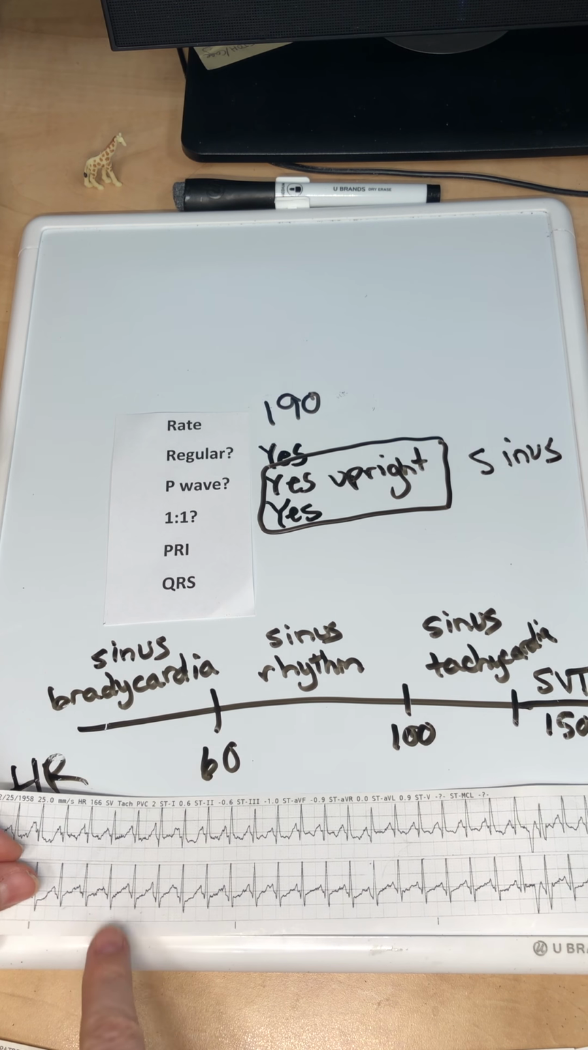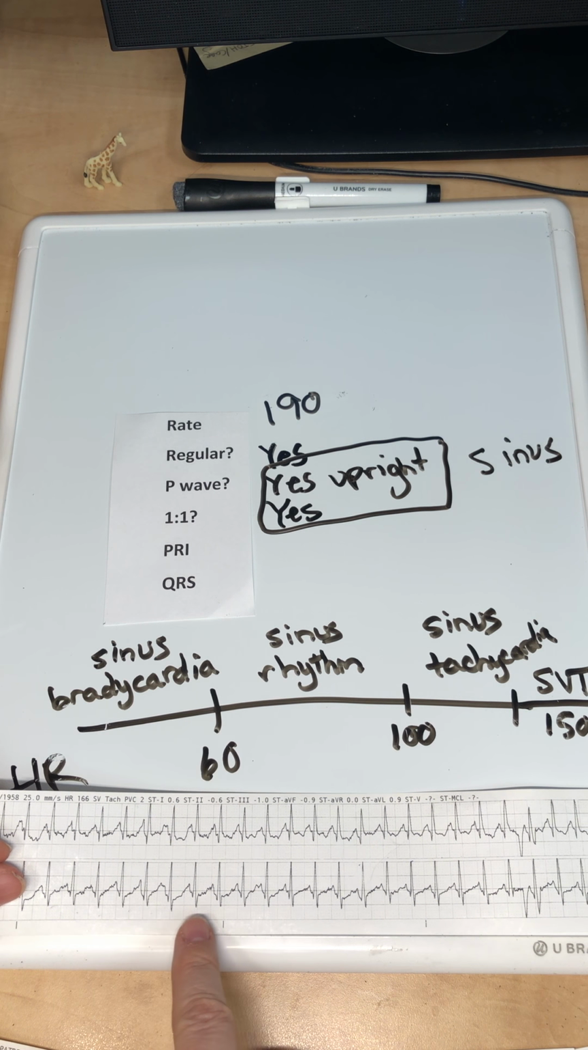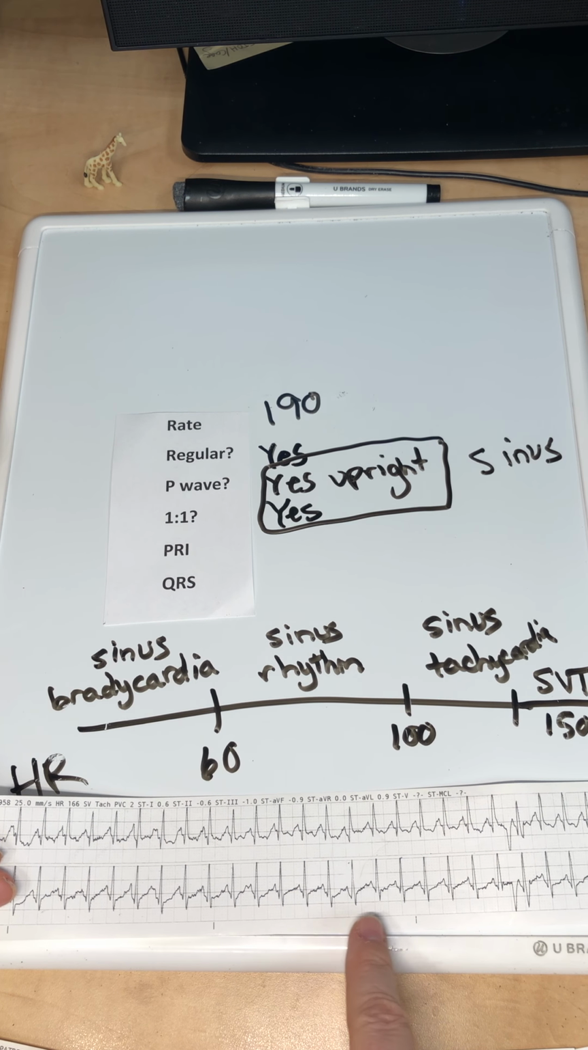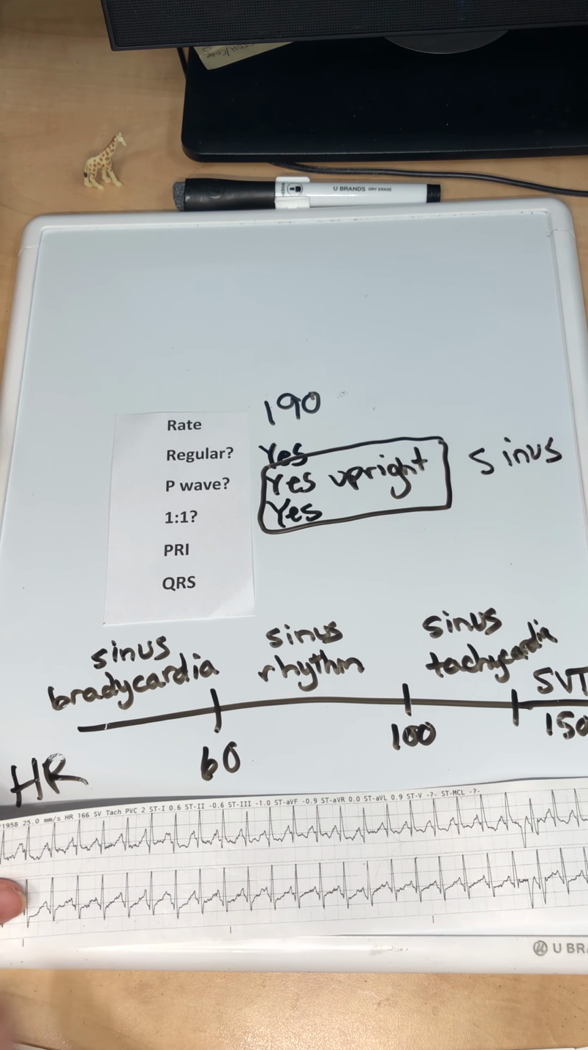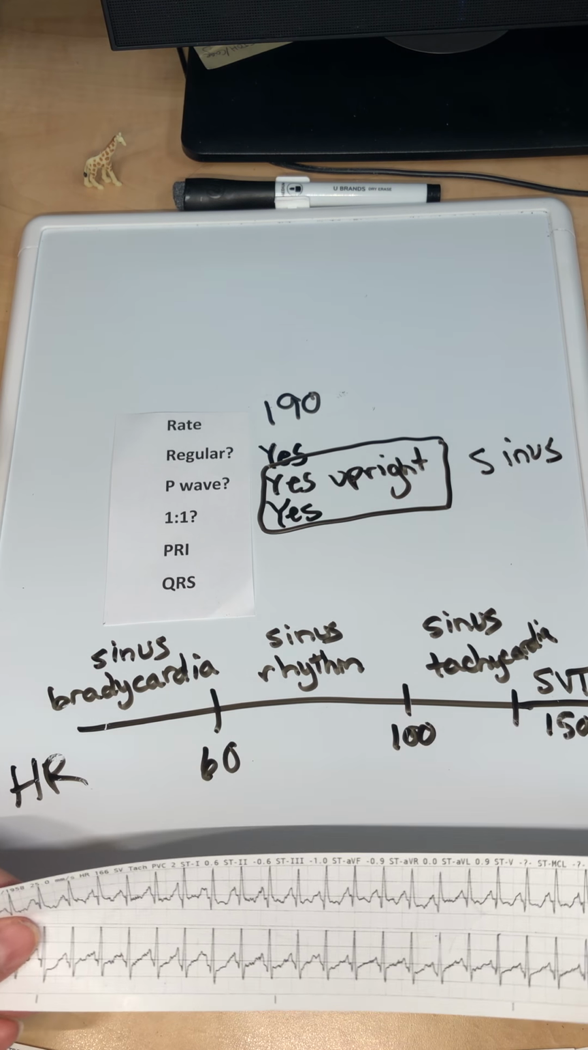So this one is 1, 2, 3, 4, 5, 6, 7, 8, 9, 10, 11, 12, 13, 14, 15. So that's 150, 160 if you count this one right here. So yeah, this is definitely SVT.